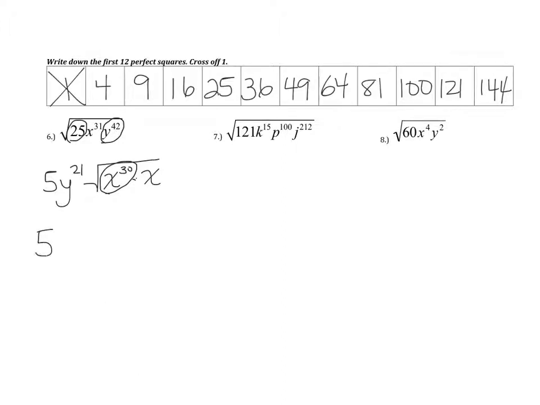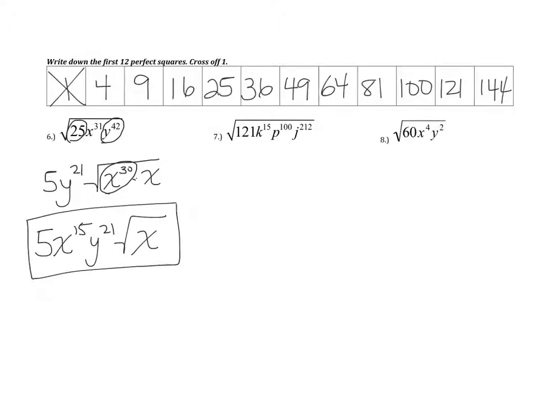So I like to put things in alphabetical order, so I'm going to write it as 5x to the 15th, y to the 21st, square root of x. It's okay if you don't put it in alphabetical order. It doesn't matter which variable comes first, but do put the coefficient in the front. So let's take a look at the next one.